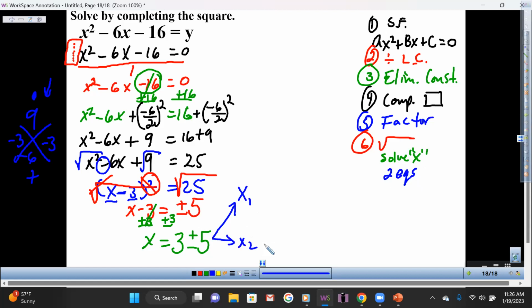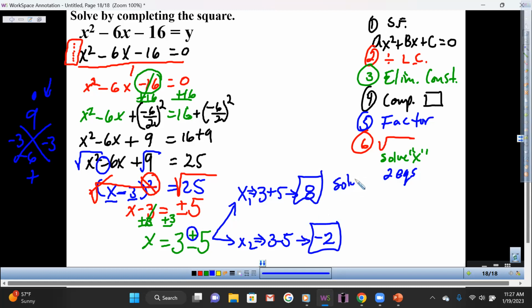Do you guys see the 2 equations from here? Yeah, what's the first one? 3 plus 5. Let's write that here. 3 plus 5, and that gives us 8. What's our second equation, everyone? 3 minus 5, which is -2. These are my solutions. X-intercepts, roots, zeros.